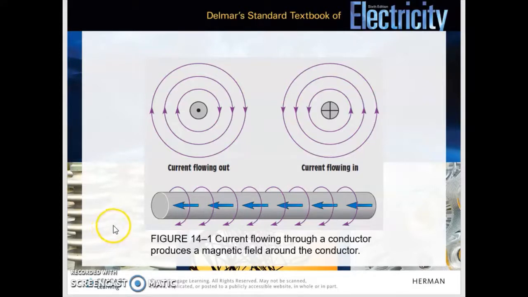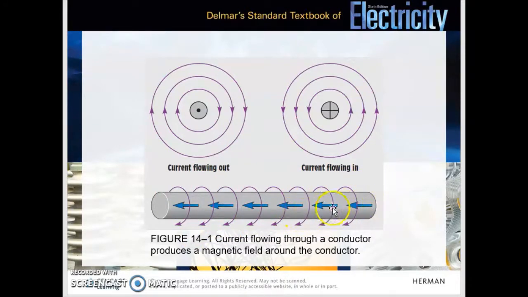When those electrons have a path to flow, then the voltage pushes electrons through the conductor. That movement of electrons through the conductor, that's current. So when current flows through this conductor, a magnetic field is created around the conductor itself.